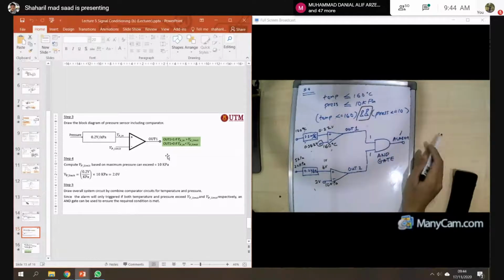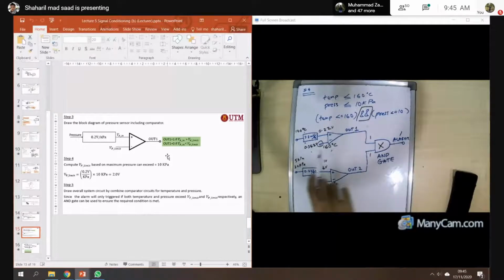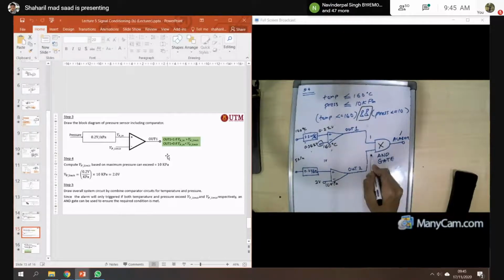This one, AND gate. You have learned this one in programming class. The output depends on 1 and 1 here. That means you multiply. So 1 times 1, you get 1. If, for example, the pressure you measure is 5 kPa, that means the output will be 1 volt. It's less than 2 volt, so you will get 0.